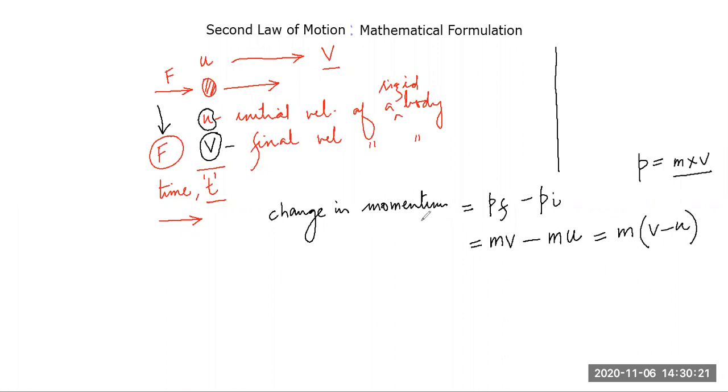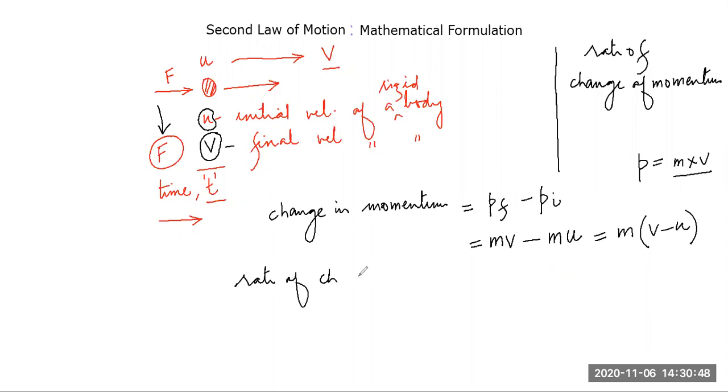But Newton's second law of motion says rate of change of momentum. It is not talking about change in momentum. What is change in momentum? mv minus mu. What is rate of change of momentum? Can any student tell me? Beautiful. Manrose, you are right.